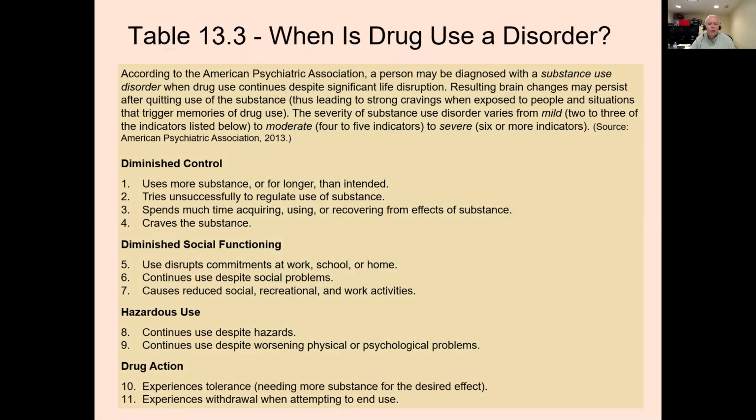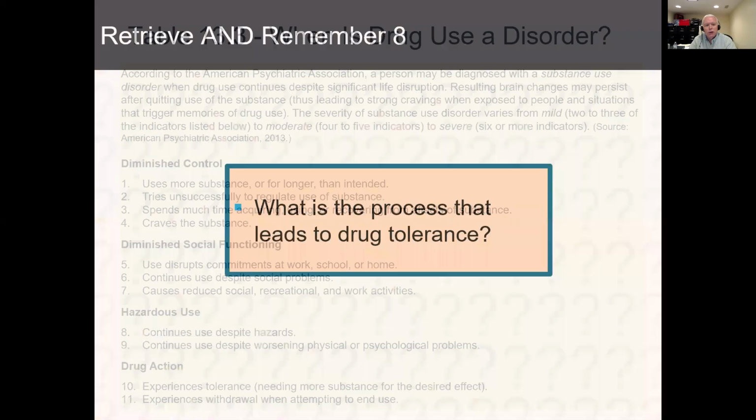This table lists for us some of the criteria that are considered in determining whether or not a person has a substance use disorder. And as you can see from this table, once a person's substance use starts to control them, they begin to experience problems in one or more areas of their life. It can actually cause hazards to their safety and their health and that of other people. And they may experience both tolerance and withdrawal.